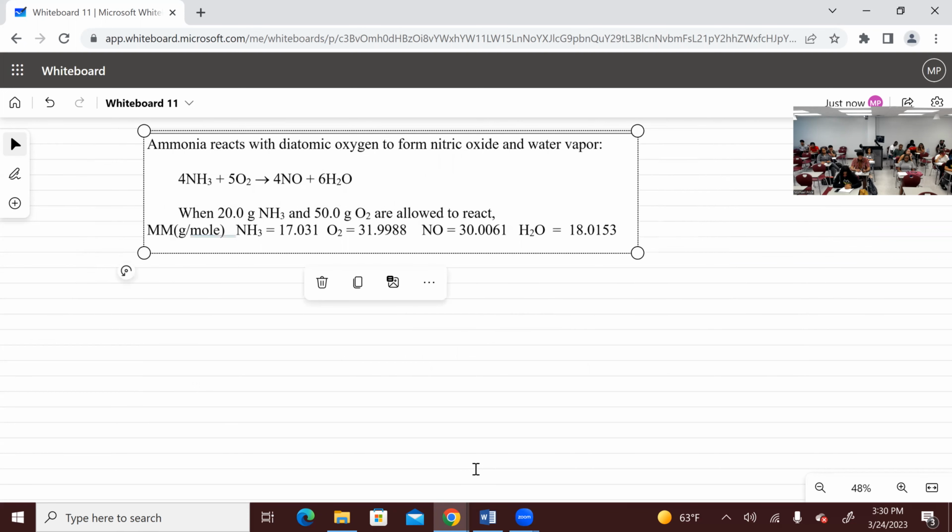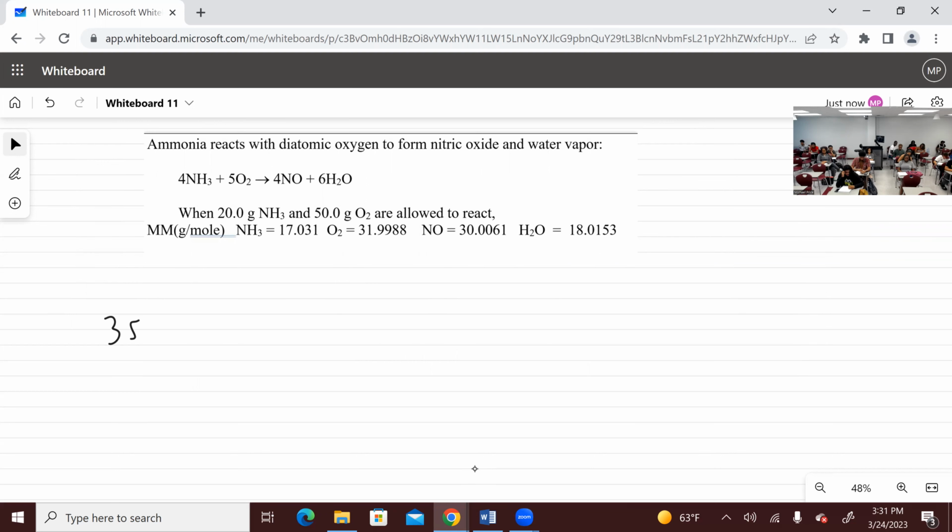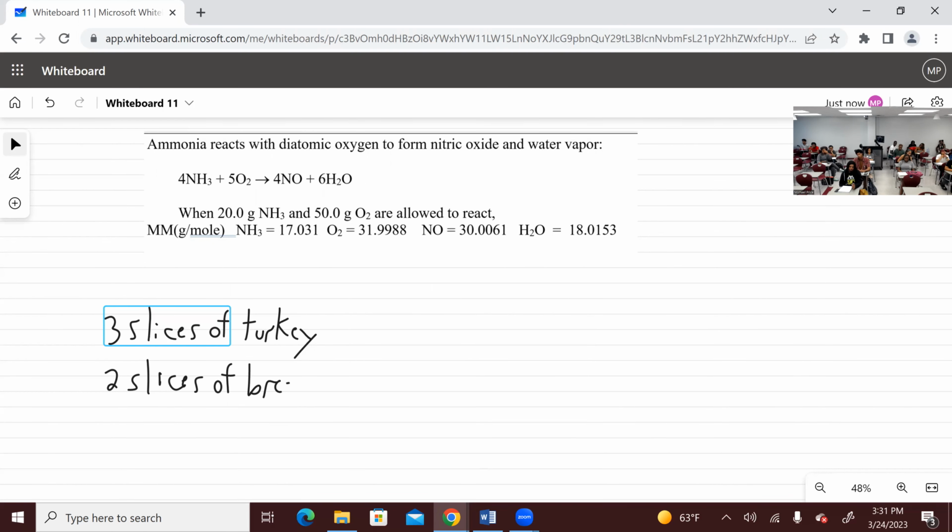Now this time I got 3 slices of turkey per sandwich, and 2 slices of bread. Okay, all right, that's what I have per sandwich, right? Y'all with me? Okay, it's not a very tasty sandwich, okay?